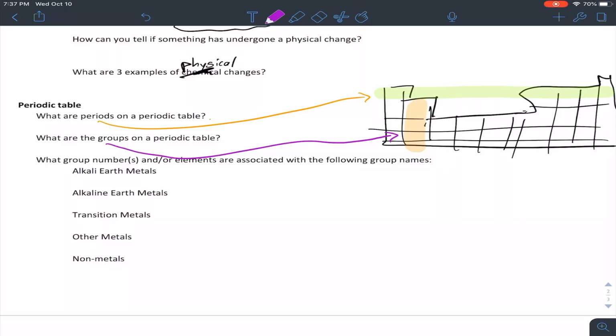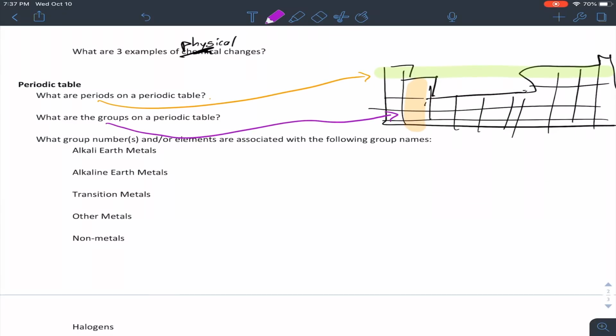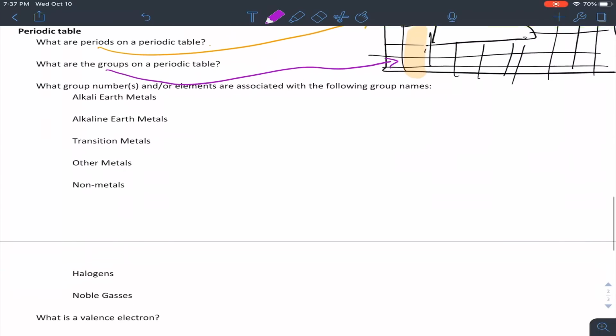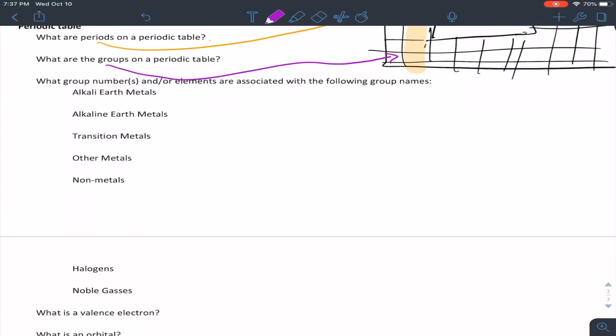Okay, so what group numbers or elements are associated with the following group names? I'm not going to do a big picture of this one. This one we had notes on, but they were on your own. It was one of those lessons where you needed to do these three things, so you should have got these. I'm just going to talk about them without drawing too much. If you didn't get them, you can either go back to those notes or just Google an image of the periodic table that's color-coded so you can figure these out.